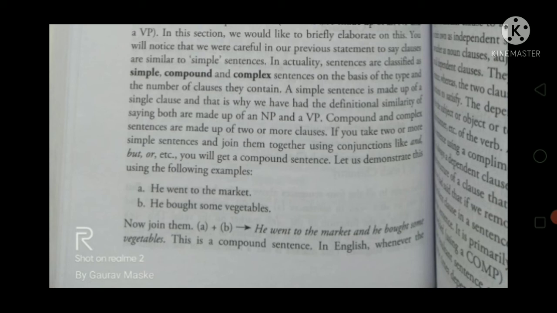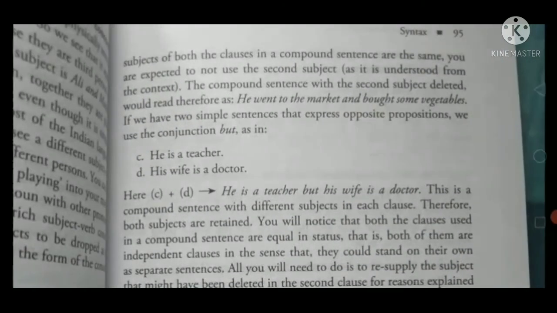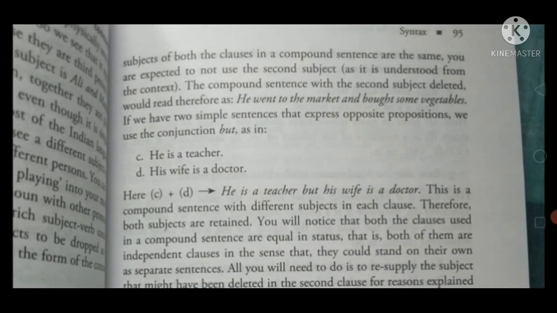Vegetables. This is a compound sentence. Compound sentence means putting two clauses together to become a single sentence. That is called compound. In English, whenever the subjects of the clauses in a compound sentence are the same, you are expected not to use the second subject, as it is understood from the context.